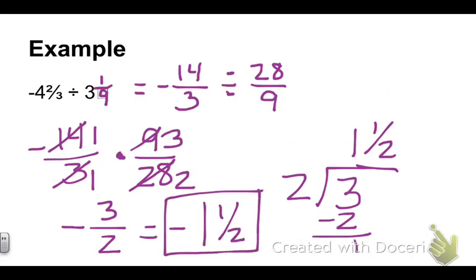If some of you guys wanted to multiply 14 by 9 and multiply 3 by 28 and get that big number and then reduce that fraction, go for it. If that's what works for you, go for it. But it's going to be a little bit easier if you can simplify the factors before you multiply.